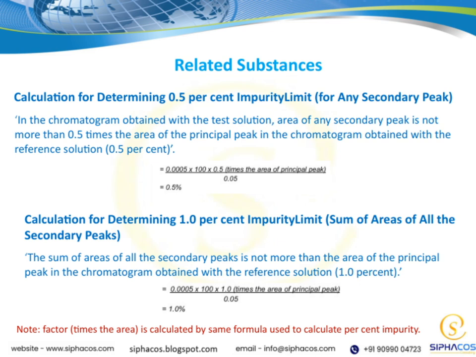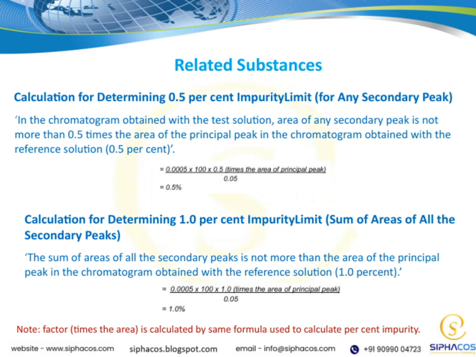This means that when we sum up the areas of all these secondary peaks, it must stay within that limit to ensure the purity of the sample. For the 1% impurity limit, the calculation is straightforward. The combined area of all secondary peaks should be less than or equal to the principal peak's area in the reference chromatogram.